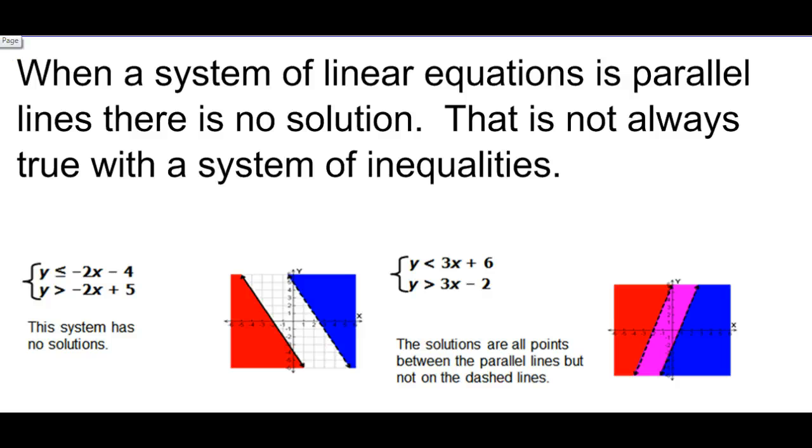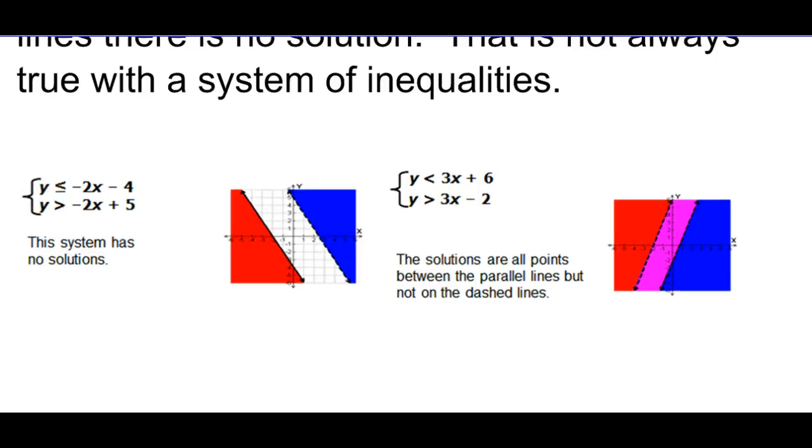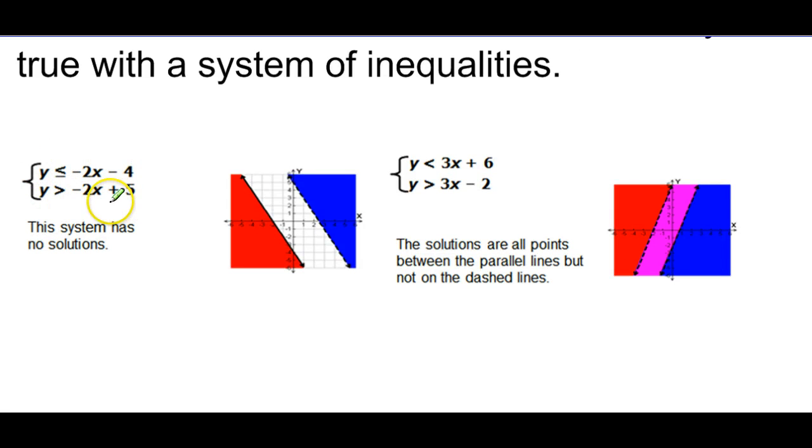Sometimes when you have just a system of equations and they're parallel lines, there is no solution. But that's not always true when there's a system of inequalities. And here's two examples. In the first one, these two lines are parallel, and this one was less than, so it's this red area right here. This one is greater than, so it's the blue area. There's no overlapping of the shading.